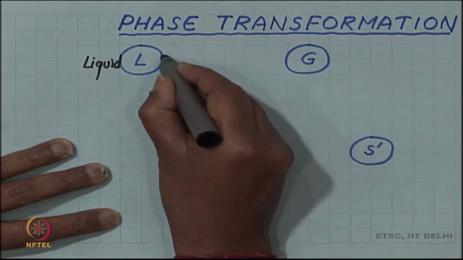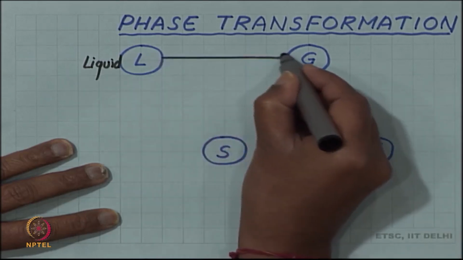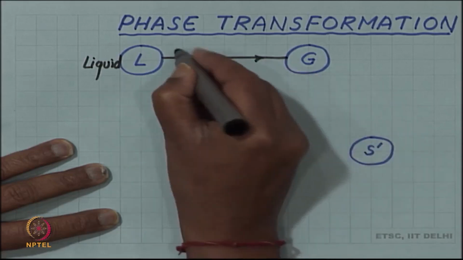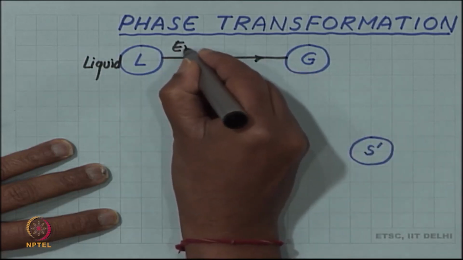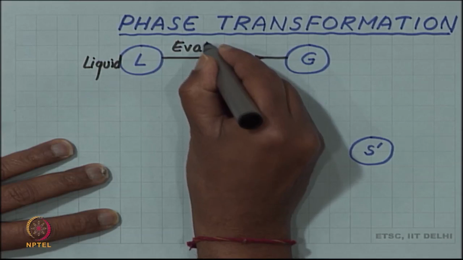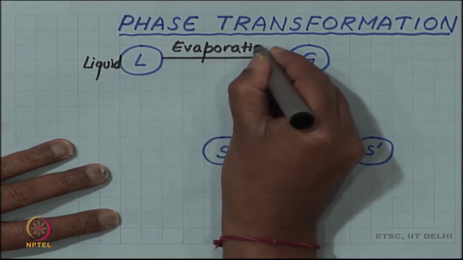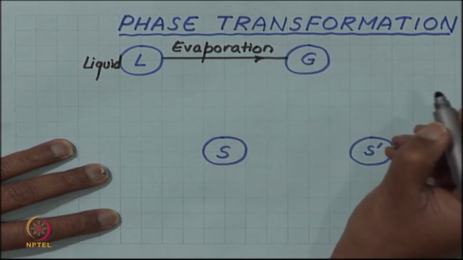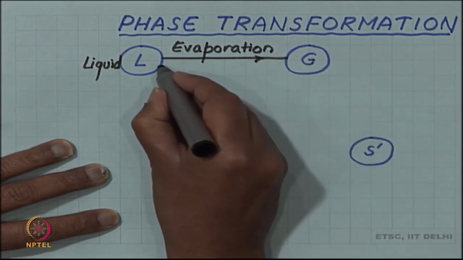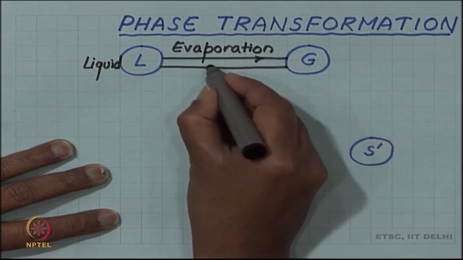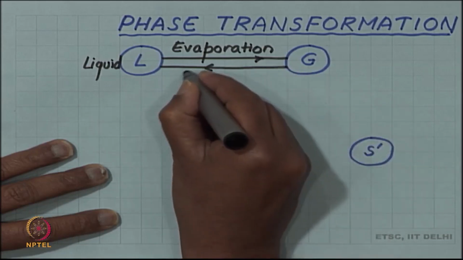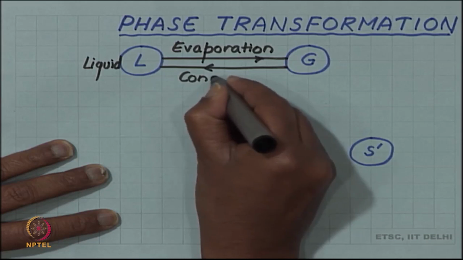This can evaporate into a gas phase. So, we have a transformation, evaporation. The gas can also condense back into liquid. So, we have condensation.